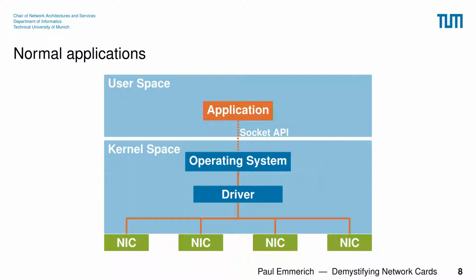Now you want to build the application. You go to the internet and you look up how to build a packet forwarding application. The internet tells you there is the socket API. The socket API is great, and it allows you to get packets to your program. So you build your application on top of the socket API. It runs in user space. You use your socket. The socket talks to the operating system. The operating system talks to the driver, and the driver talks to the network cards, and everything is fine.